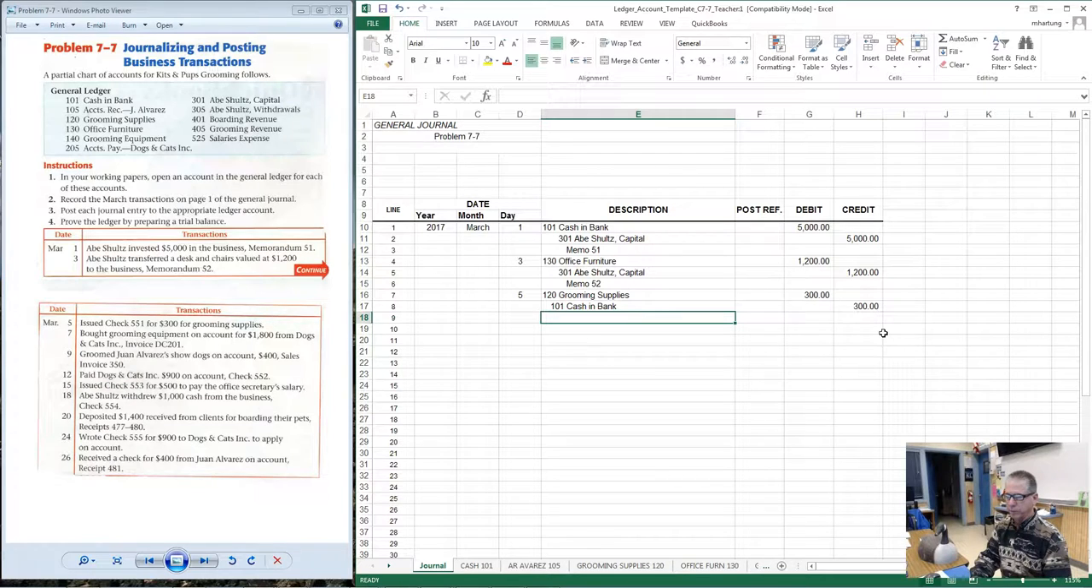And the source document is some type of receipt. What do we have? The check. Check 551. And so that transaction is complete. Let's move on to the 7th.